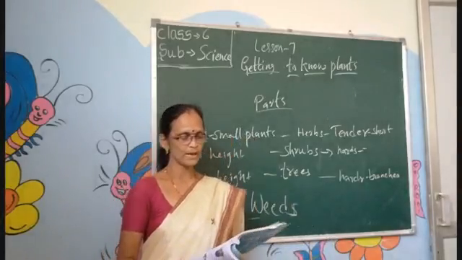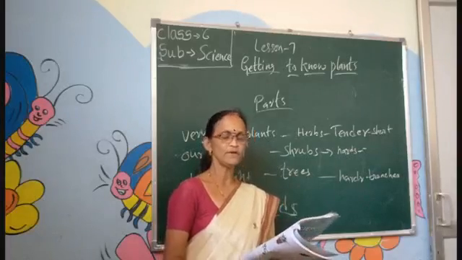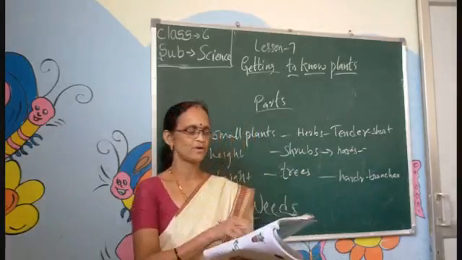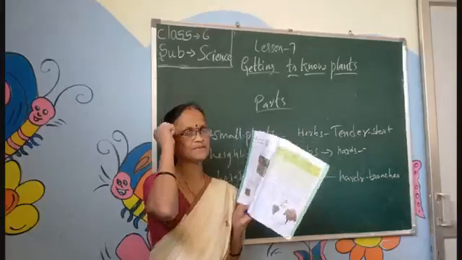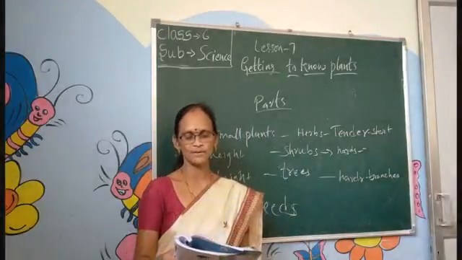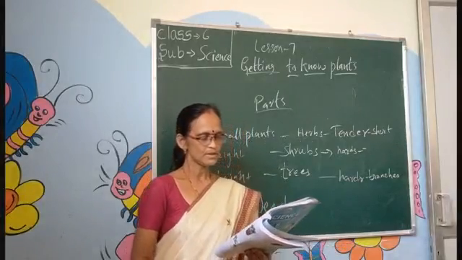So based on the above characteristics, can you classify the plants listed by completing table number 7.1? Just now I told you table number 7.1. Keeping in mind this basis, you complete the table.